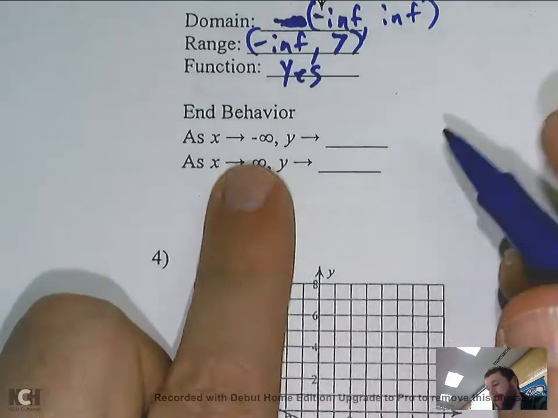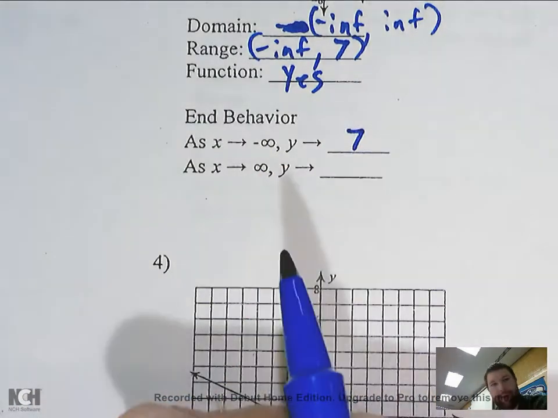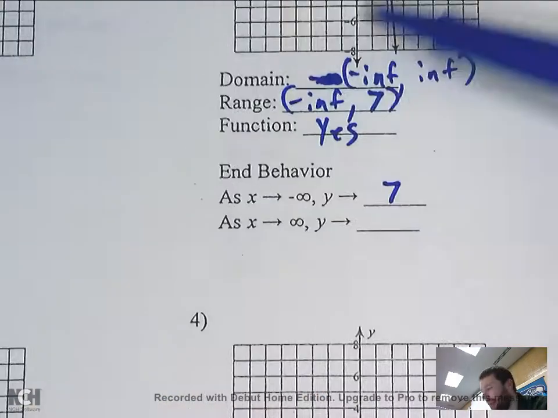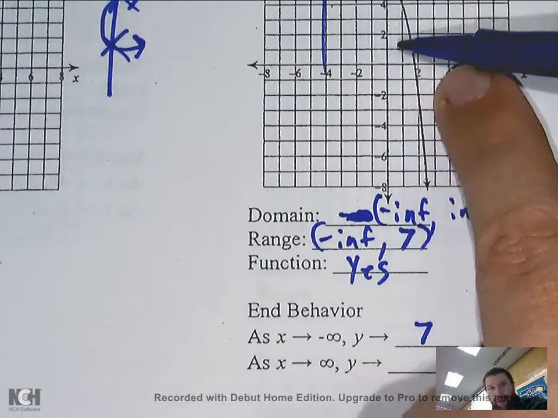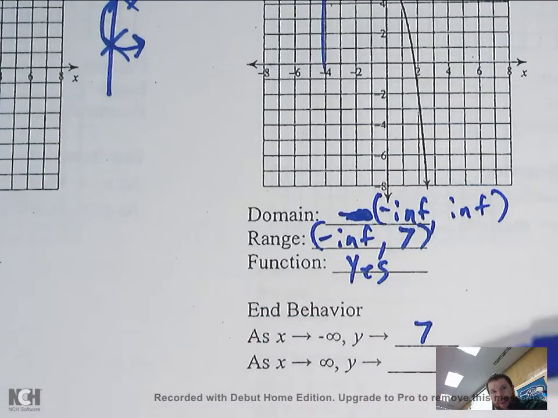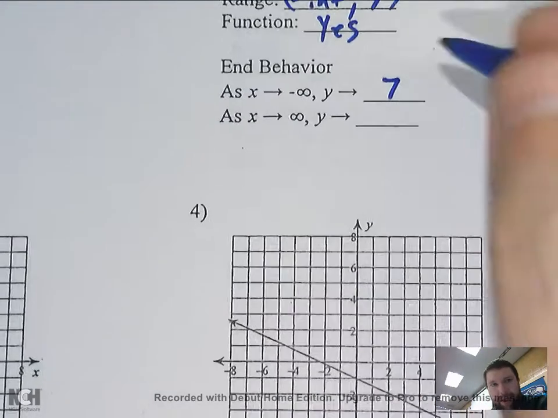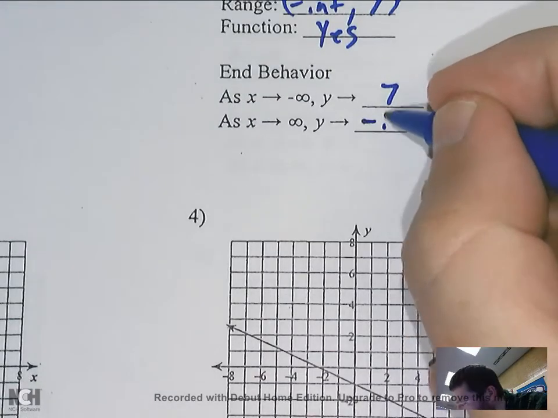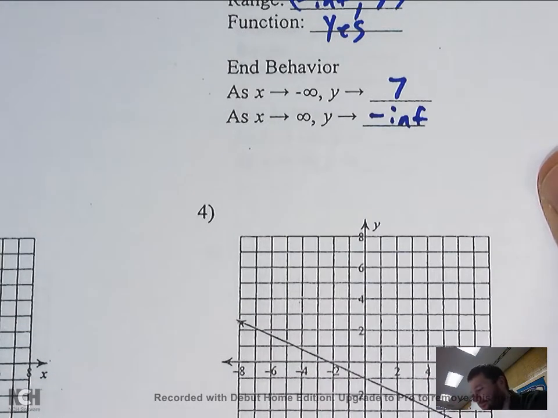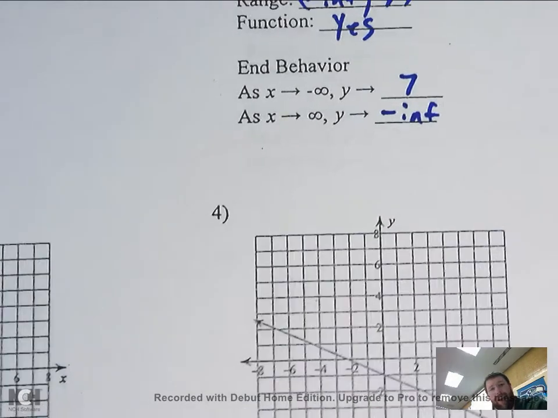So as x goes to negative infinity, y is going to approach 7. Okay, again, that's just part of your range. And then as x goes to positive infinity, so as we go to the right, your y value is going down. Okay, so as we go to the right, to the positive infinity of the x, your y value would go to negative infinity. Okay, and that's pretty much what end behavior is. It doesn't get too much more complicated than that.